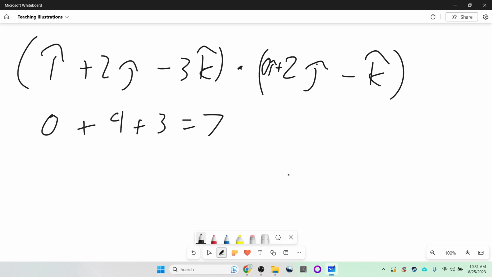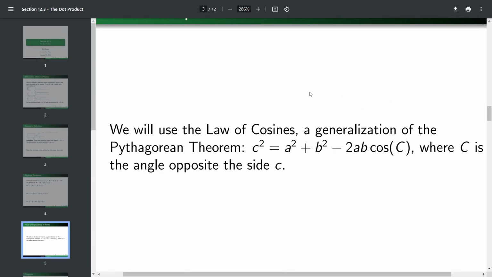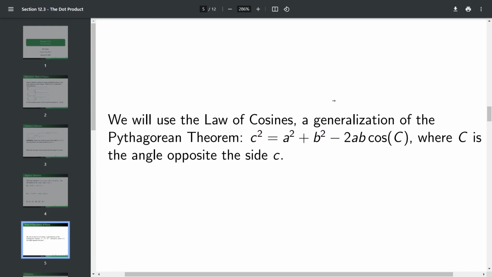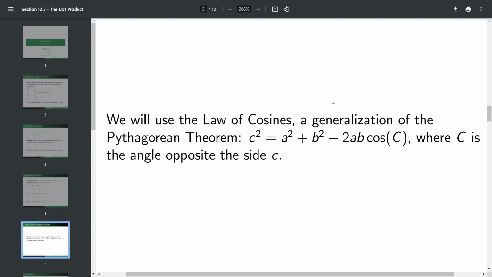Now, why is it that these two different expressions are the same thing? Well, we're going to show why that is using a little trigonometry here. The law of cosines is going to be used. That is a generalization of the Pythagorean theorem. Pythagorean says c squared equals a squared plus b squared. And then, though, if the angle is not 90 degrees, you have to do this little correction: minus 2ab cosine of the angle opposite c.